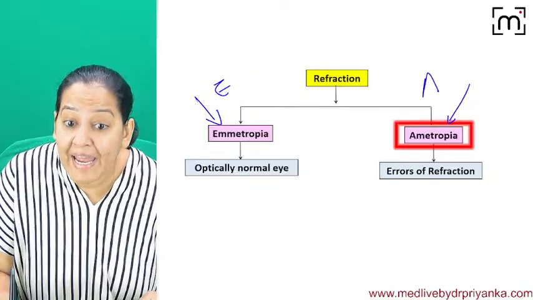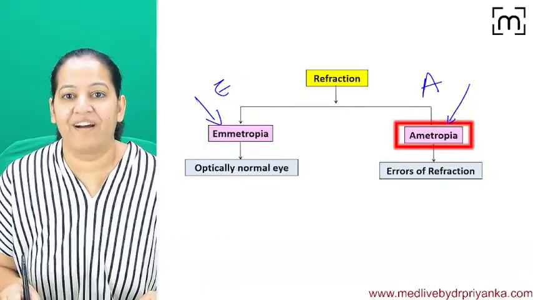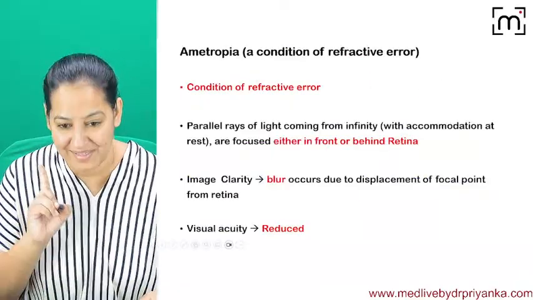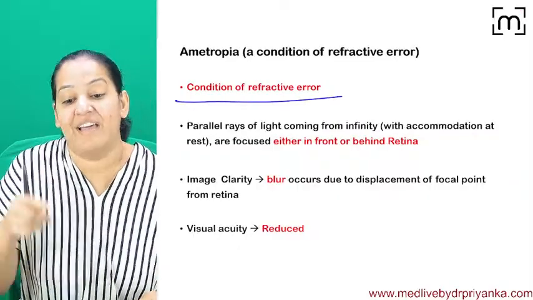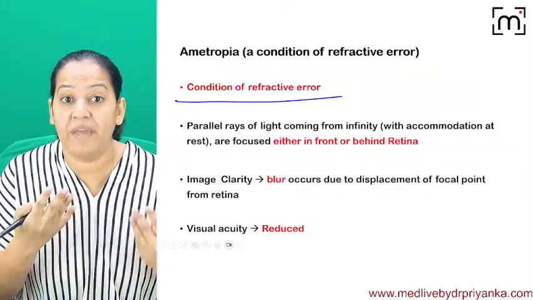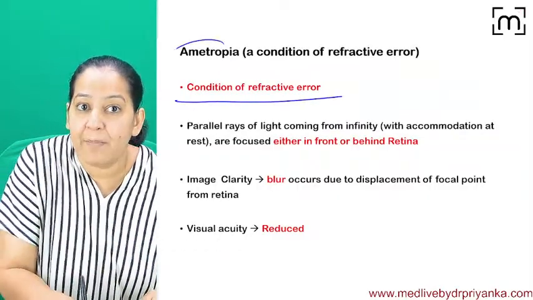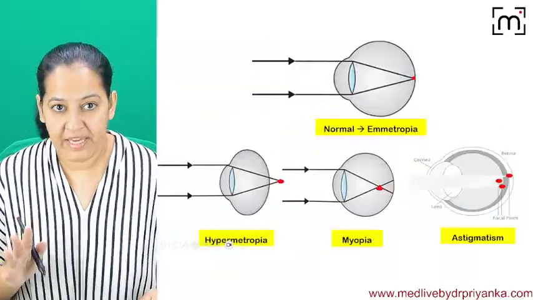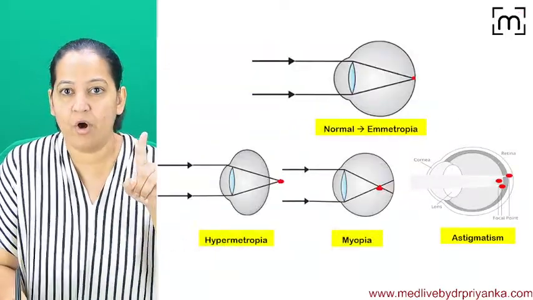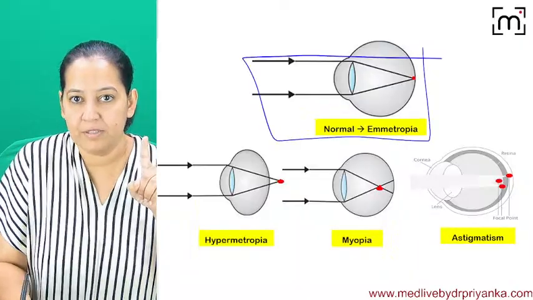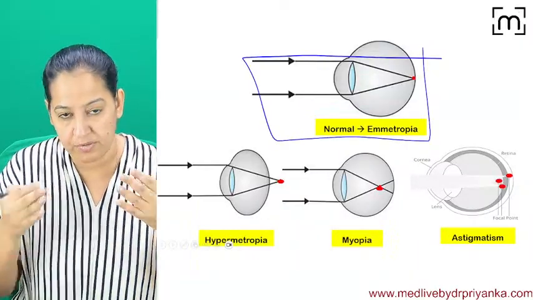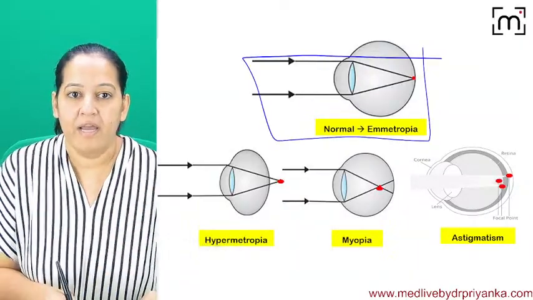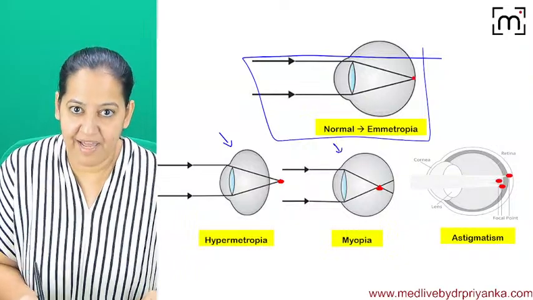Now coming to ametropia. Emmetropia is done now. Here there will be an error of refraction. Listen, it is a condition of refractive error. That is my topic today. So today my topic is errors of refraction, that is, I'm going to teach you ametropia today. This is normal, this is emmetropia, I have already taught you. Now see the three options of ametropia. Ametropia can be like this, like this, like this.